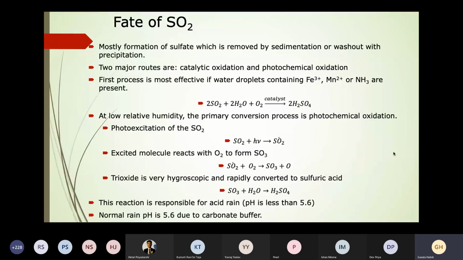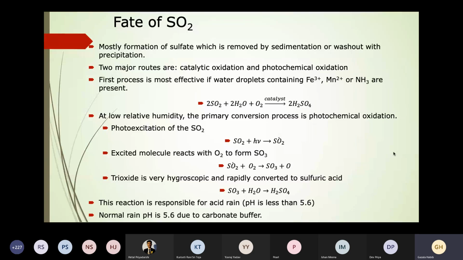Then SO2 in the presence of sunlight can also form an SO2 radical, and this radical is reactive. It can form SO3 plus H2O, again H2SO4. So this is the photochemical pathway of H2SO4 formation. The reaction is responsible for acid rain, with pH less than 5.6. Normal rain pH is 5.6 due to the carbonate buffer.